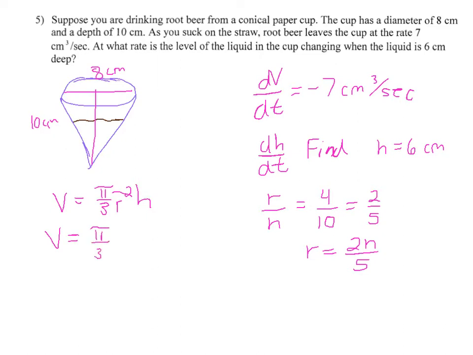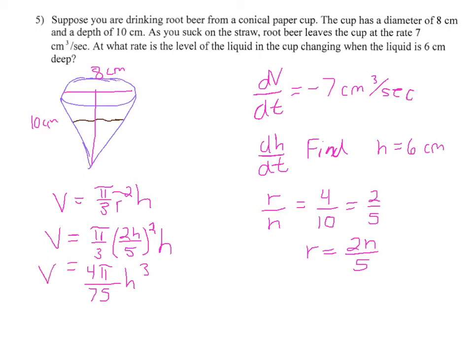And that's what we can plug into our volume equation. So our volume equation is going to be pi over 3 times (2h over 5) squared, because we are replacing the r, times h. And if we simplify that, we'll get 4 pi over 3 times 25, so 75, h cubed.